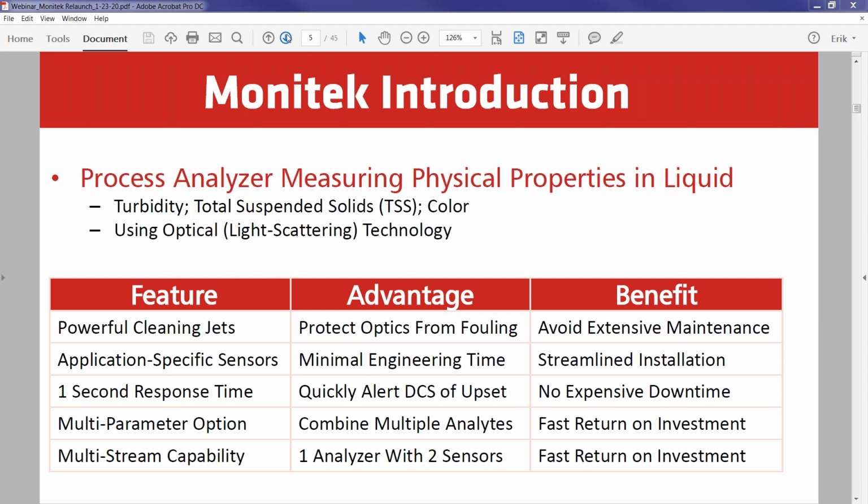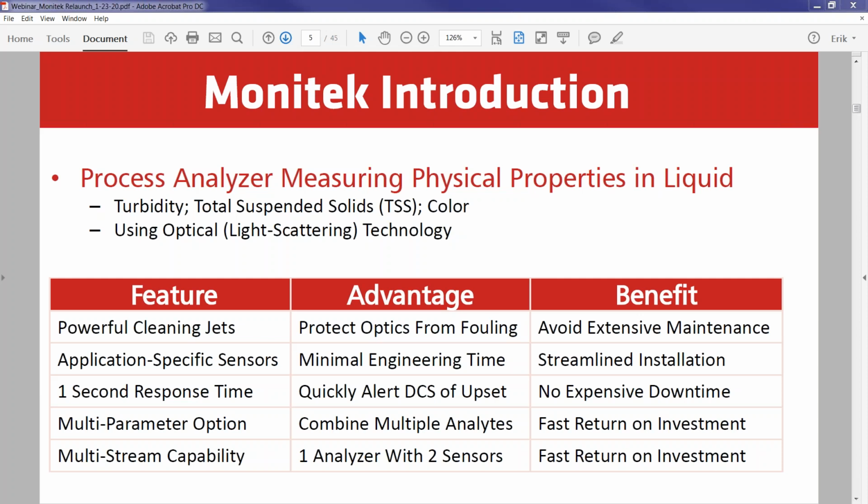So the key features to be aware of are, first, the powerful cleaning jets. They protect the optics from fouling. Imagine if you are using a light source and you foul it and actually cover the light source, it doesn't work very well anymore to be able to measure. So we have very good, powerful cleaning jets to make sure you're getting online continuous measurement, even in some of the toughest applications.